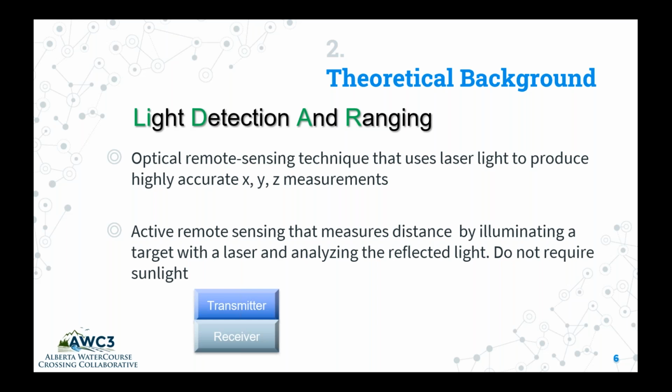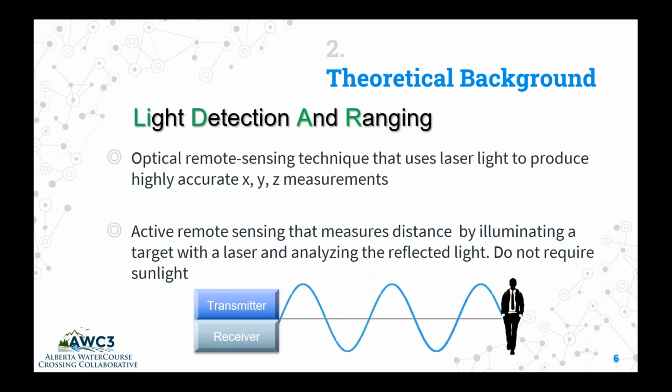So LiDAR equipment, in the most basic case, consists of two components, a transmitter and a receiver. The transmitter generates an optical pulse towards an object, and the pulse is reflected back and returned to the receiver. This return beam or pulse is collected and processed to obtain properties of the target. The receiver accurately measures the time interval, and based on the wavelength and the time, the distance is accurately measured.